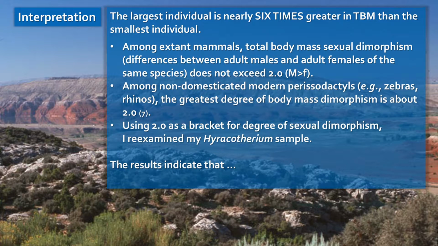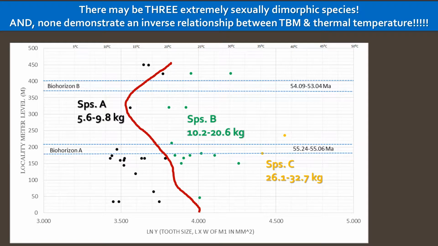The results indicate that there may be 3 extremely sexually dimorphic species, and none demonstrate an inverse relationship between total body mass and thermal temperature. Species A, our smallest species, appears on the left. With the 2.0 sexual dimorphic bracket, species A has a total body mass range estimation of 5.6 to 9.8 kilograms.